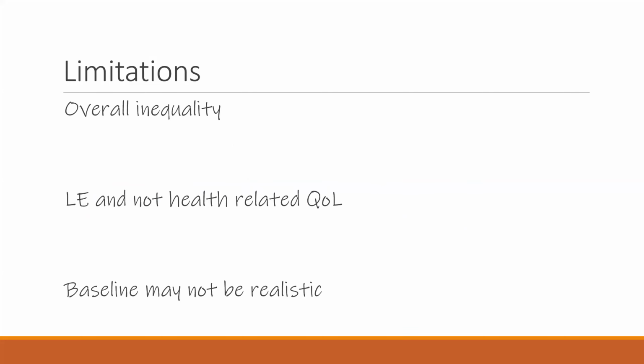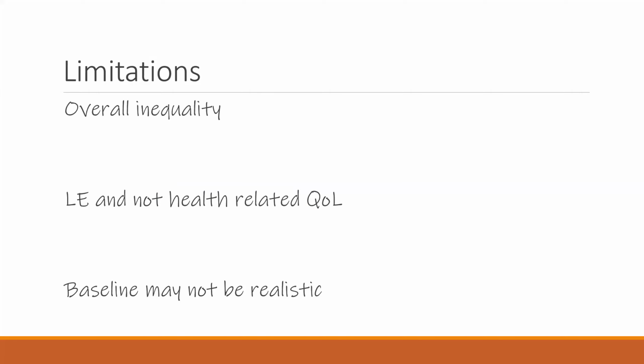So what are the limitations of our work? As you can notice, we just looked at the overall inequality without disentangling which was the fair versus unfair, or looking at inequity, if we might call it like that. We also only looked at, because of data constraints, life expectancy and not the changes in the health-related quality of life.